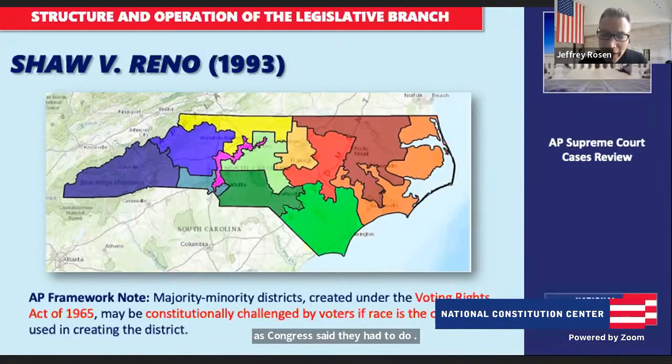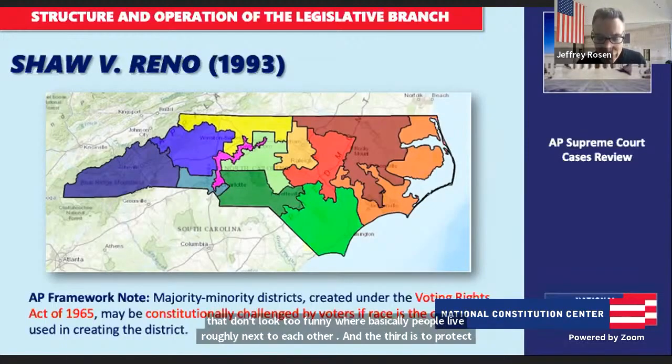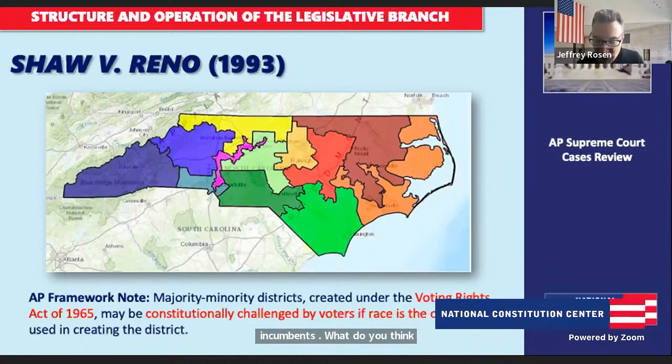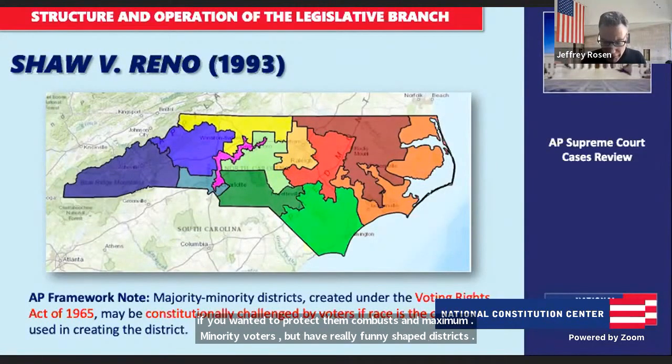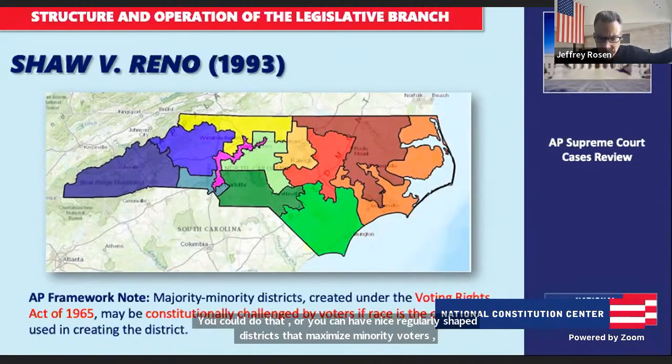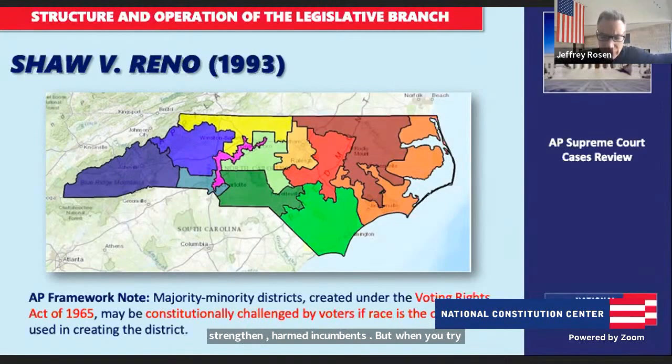Now, if you took away any of these 3 goals, if you wanted to protect incumbents and maximize minority votership, but have really funny shaped districts, you could do that. Or you could have nice regularly shaped districts that maximize minority voter strength that harmed incumbents. But when you try to do all 3 things, you get crazy shaped districts like the one in Shaw v. Reno, where the court noted someone who observed that you could drive down the middle of the district with both of your car doors open and kill people on both sides of the car because the thing was so narrow, because it was drawn in such a funny way.